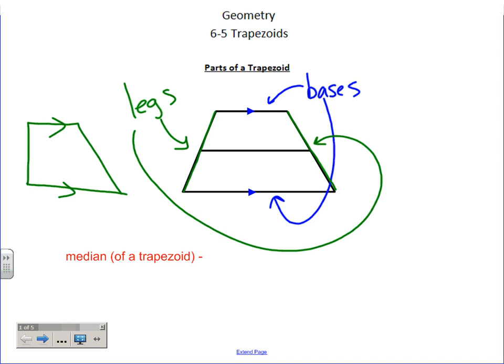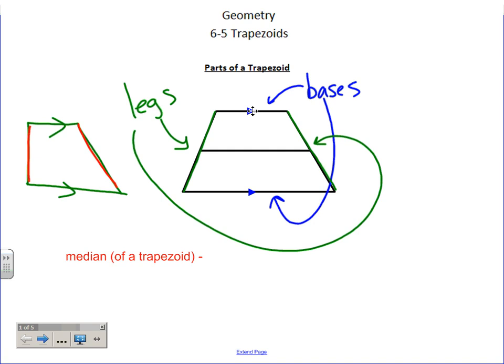So these are also called legs over on this one, and I will outline them in red. Legs, legs. So basically the parallel ones are the bases, the non-parallel are the legs. Okay? Any questions on that?